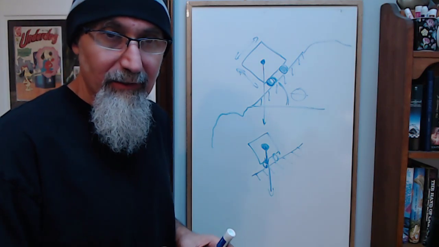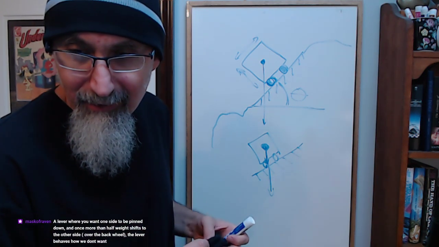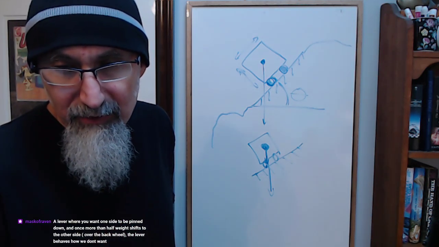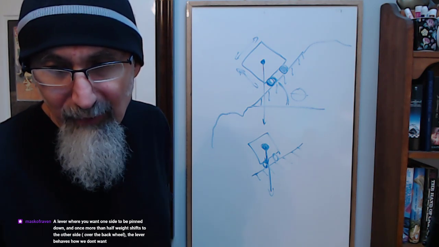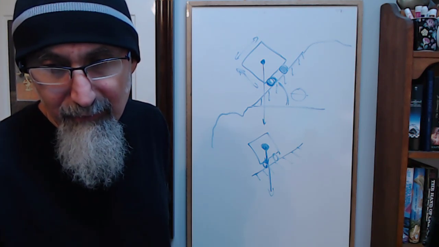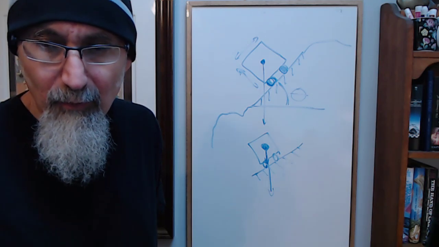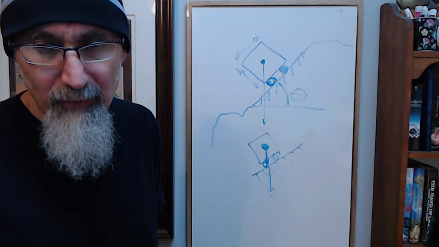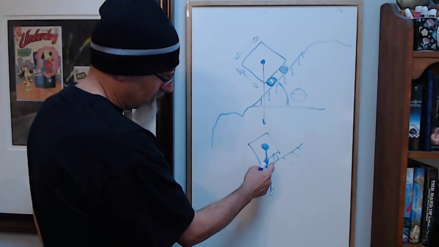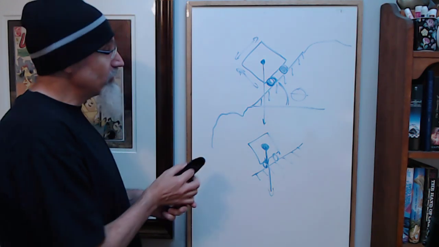One of the things with physics is, when you do physics, here, let me do one more. A lever where you want one side to be pinned down, and then half the weight shifts to the other side. So this one's pinned down, this one is not, right? Let me show you another type of problem he was getting.